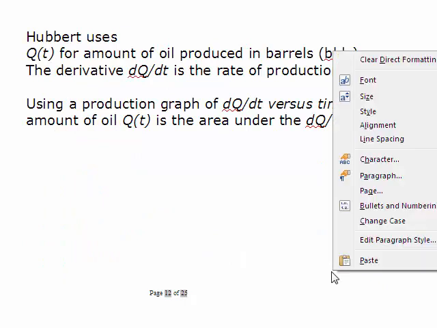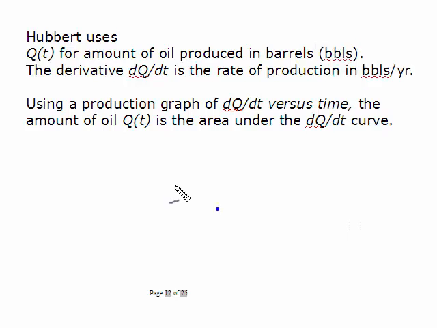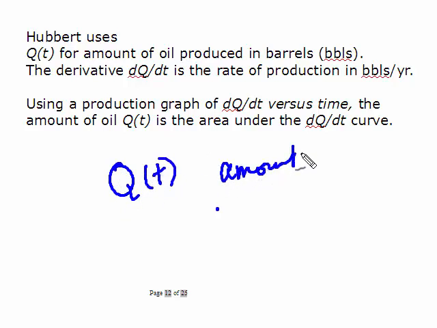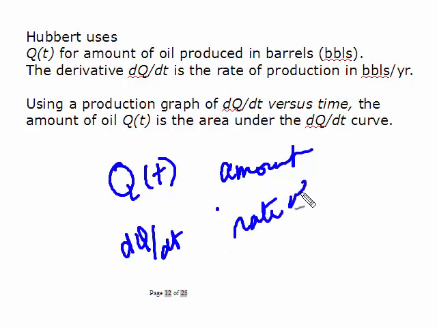A little bit on terminology here. In fact, this is a test question. So he is going to use two functions. One is Q of t, which is the amount that's produced, the quantity produced. And then the rate of change is the rate of production. You can fit some units to it if you want here. Barrels and barrels per year.